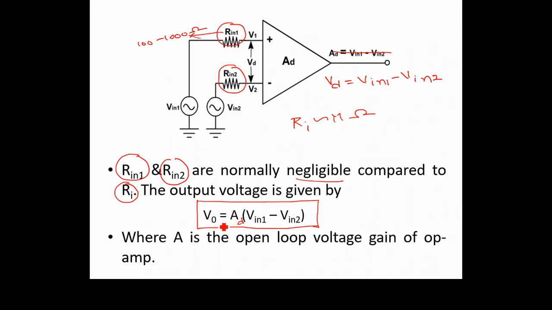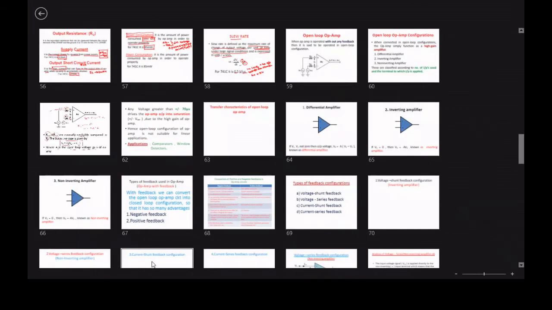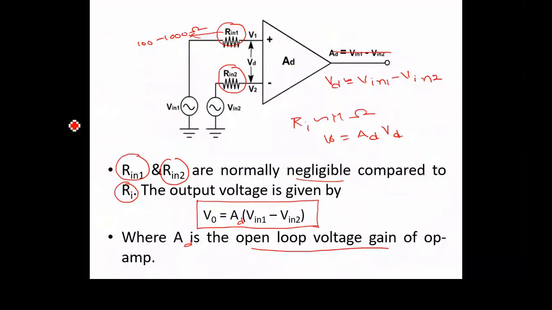So that's why we are writing the output voltage. What is the relationship between output voltage and input voltage of the op amp? V naught is nothing but AD into VD, right? Here VD, you can approximately write as V in 1 minus V in 2. So that's why V naught, we can write as AD into (V in 1 minus V in 2). So this AD is the open loop voltage gain of the op amp.